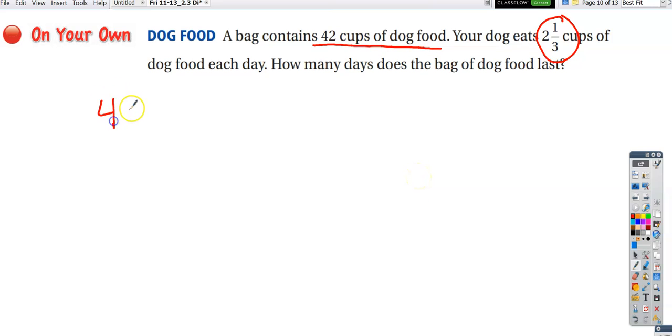So you're trying to figure out 42 cups is the total. So how many 2 1/3 cups fit inside the 42 cups? So that's the division that you're going to be doing on your own. Go ahead and pause it.